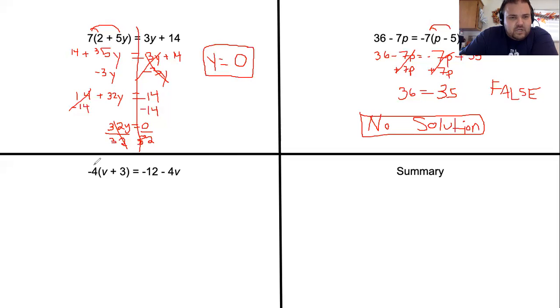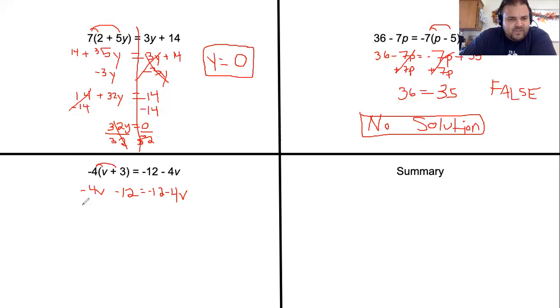In the bottom left here, we have a similar kind of looking problem to the other ones. This side has already been simplified, but the left side, we can distribute the negative 4. We end up with negative 4v minus 12 equals negative 12 minus 4v. This side is already simplified, so we're just going to bring it down. And this side, we use the distributive property to simplify that expression. So we have nothing else we can do to simplify, but now we can start balancing the equation.